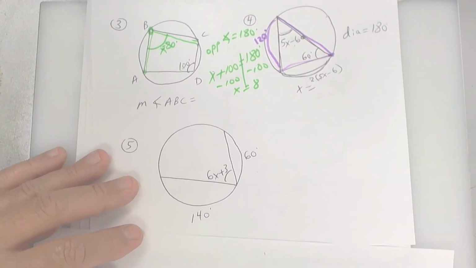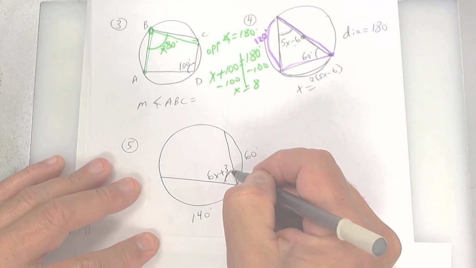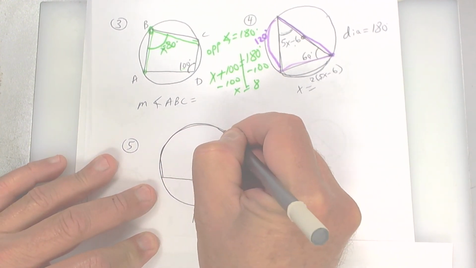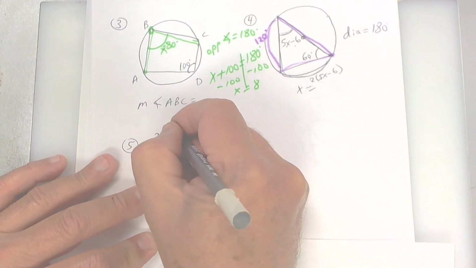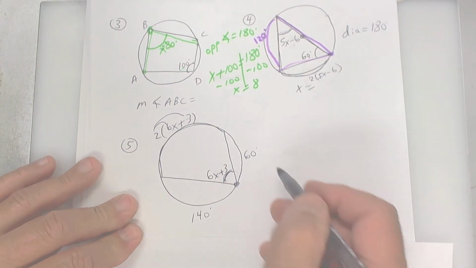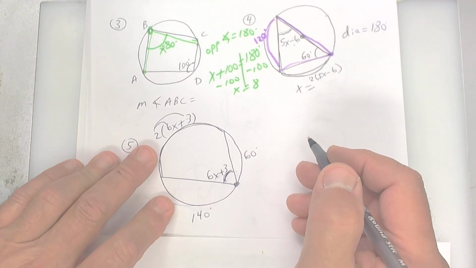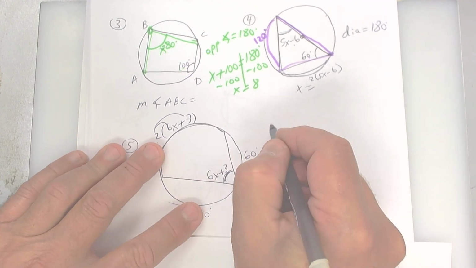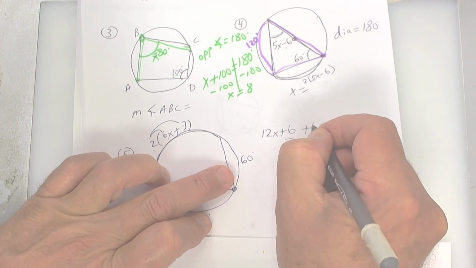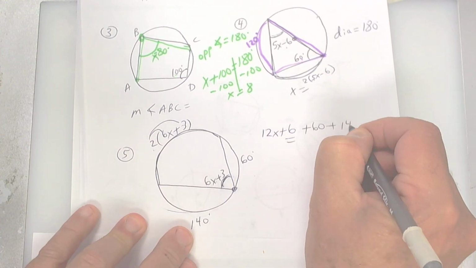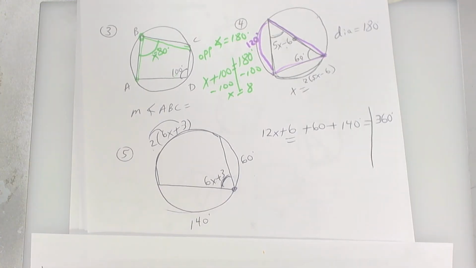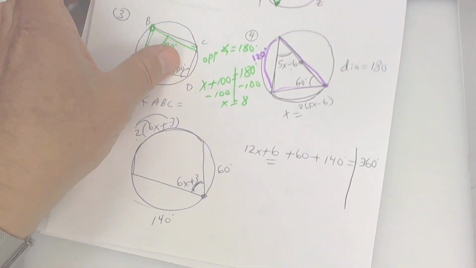Let's take a look at this one. This one right here, this angle is an inscribed angle, so we're going to double that. So this arc from here to here is going to be 2 times 6x plus 3. Make sure you distribute, okay? Now the whole circle's 360. So you're going to get 2 times 6x, so you're going to get 12x plus 6 plus 60 plus 140 is equal to 360 degrees, and you're going to work that out. And that's pretty much how you do this worksheet for today, okay?